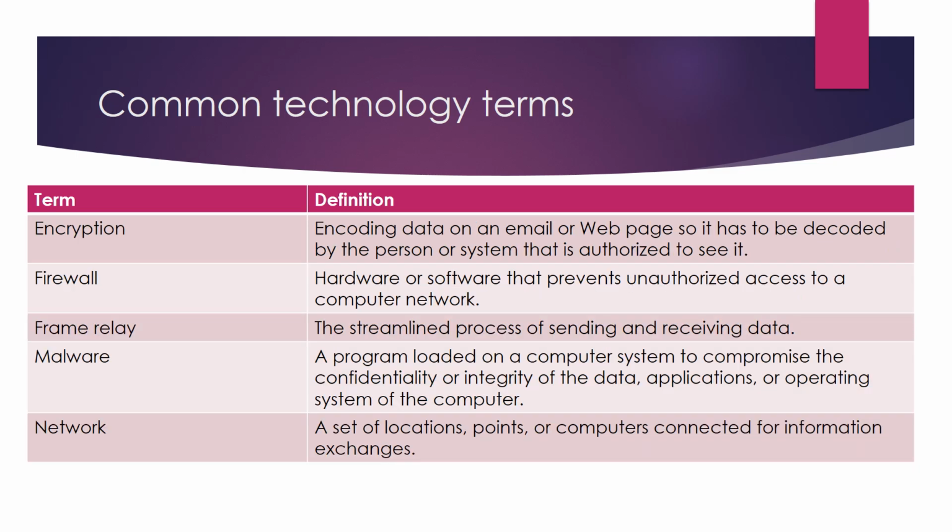Encryption, this is just encoding data on an email or web page, so it has to be decoded by the person or the system that's authorized to see it. In other words, if you don't have the encryption code, you can't see what data is in there. A firewall is either hardware or software that prevents unauthorized access to a computer network. A frame relay, this is just a streamlined process of sending and receiving data.